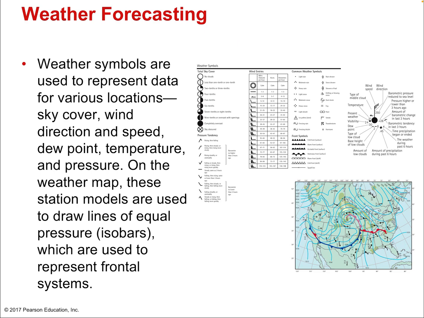On a weather map, these station models are used to draw lines of equal pressure, which are called isobars, iso meaning the same, bar referring to pressure, which are used to represent frontal systems. So we can clearly show these big fronts by those big lines of isobar, equal pressure.